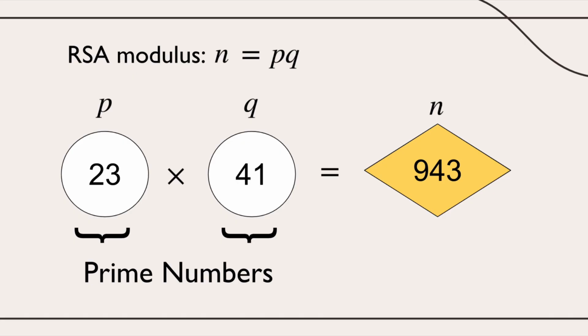Firstly, Bob generates his RSA keys by selecting 2 primes, p and q. p equals 23, q equals 41. But keep in mind that in the real world, p and q will be much larger prime numbers. Bob multiplies p and q together to get the modulus n, where n equals 943. 943 is one part of the public key which Bob tells Alice and the rest of the world if he wishes.